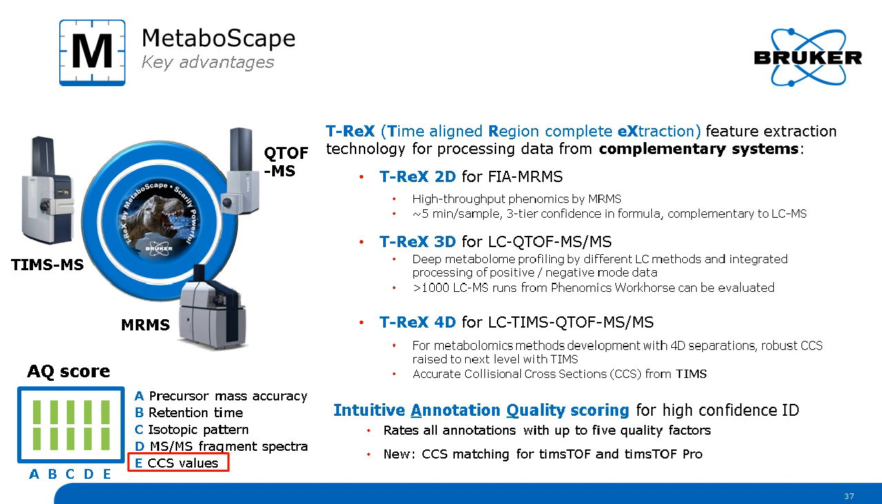What's also nice about the software is whenever you identify a compound, you can easily see how good the annotation is. So you will always see the small annotation quality score you can see on the lower left side, which will immediately give you an idea on how good the precursor mass accuracy, the retention time, the isotopic pattern, the fragment spectra, and also CCS value matches.